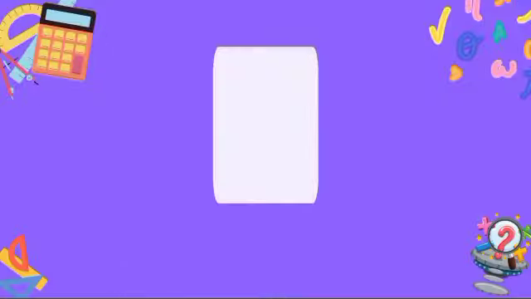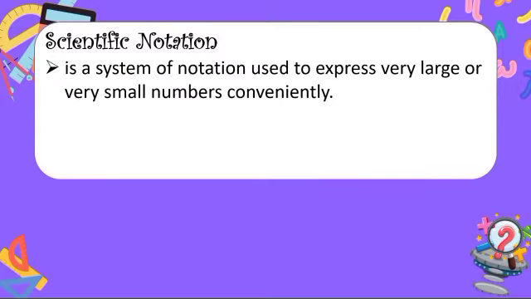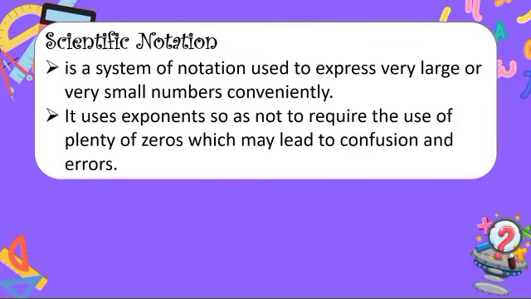Now, let's proceed with our main topic, which is scientific notation. Scientific notation is a system of notation used to express very large or very small numbers conveniently. It uses exponents so as not to require the use of plenty of zeros, which may lead to confusion and errors.